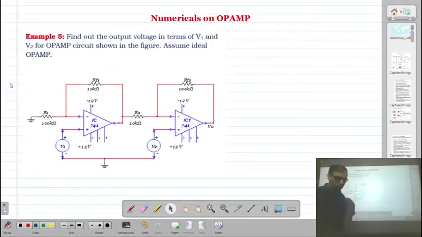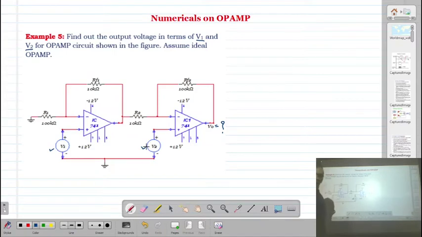Now look at another example. Here we have two operational amplifiers. The output of the first op amp is given to the second operational amplifier. What we have to do is find the output voltage in terms of V1 and V2 for the op amp circuit. Whatever the output voltage is here, we have to find it in terms of the input voltage V1 and the input voltage V2.